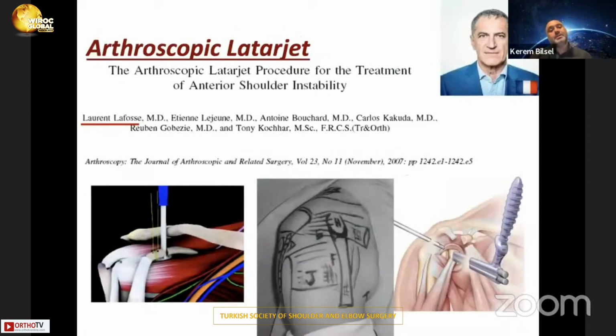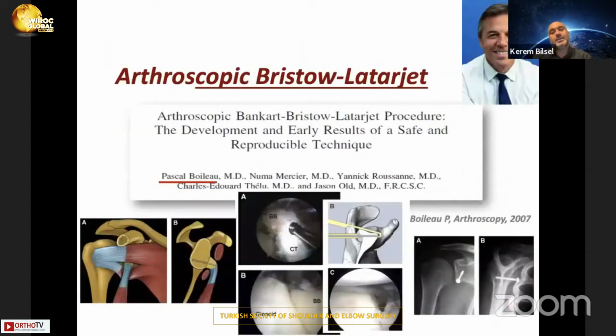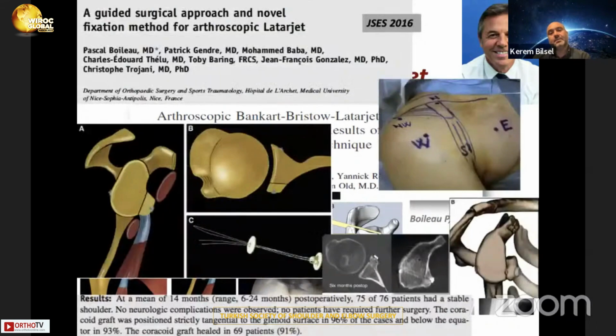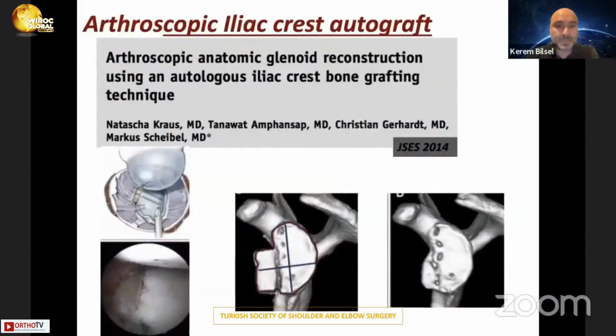The arthroscopic Latarjet was described by Laurent Lafosse in 2007, and it was modified by Pascal Boileau as the Bristow Latarjet, and he used at that time one screw, not like the classic Latarjet. But after that, in 2016, it became another technique by Pascal Boileau, and he now used the endobutton technique and gives good, satisfactory results with his new technique.